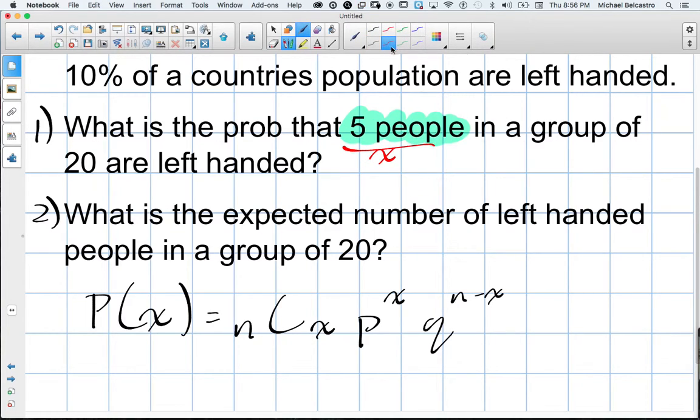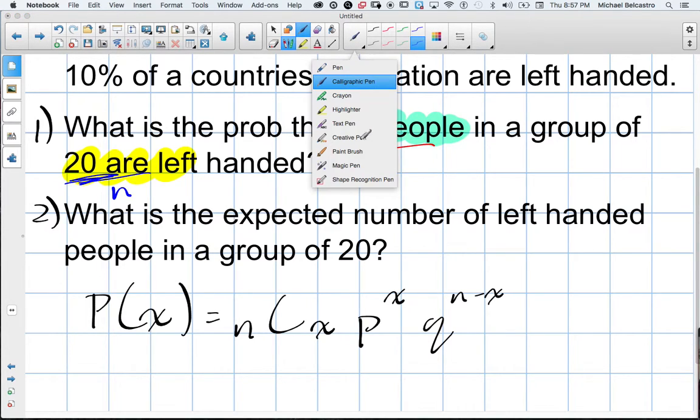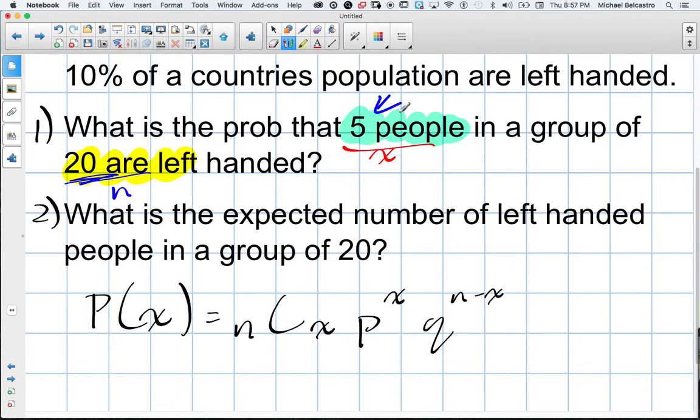That 5 people, out of a group of 20, the group of 20 is referring to our number of trials, right? We're talking of drawing out of a group of 20 people. So because we're choosing from 20, that's the number of trials, and we want to know the probability of having exactly 5 of them being left-handed. So that's going to be the exact number of success rates. That's all the information we need to fill out this binomial distribution here.